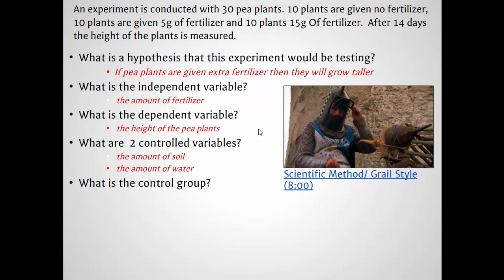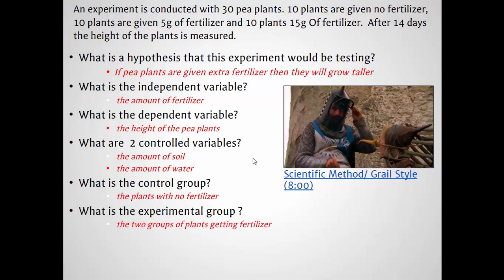Which is the control group in this experiment? Joe? The one without fertilizer. Yeah, the one that just got water and no fertilizer. That's the control group. What about experimental group, Drew? The one with fertilizer. Well, there's three actually. So yeah, the other three that were getting fertilizer, they would be considered the experimental groups. You can have more than one experimental group.